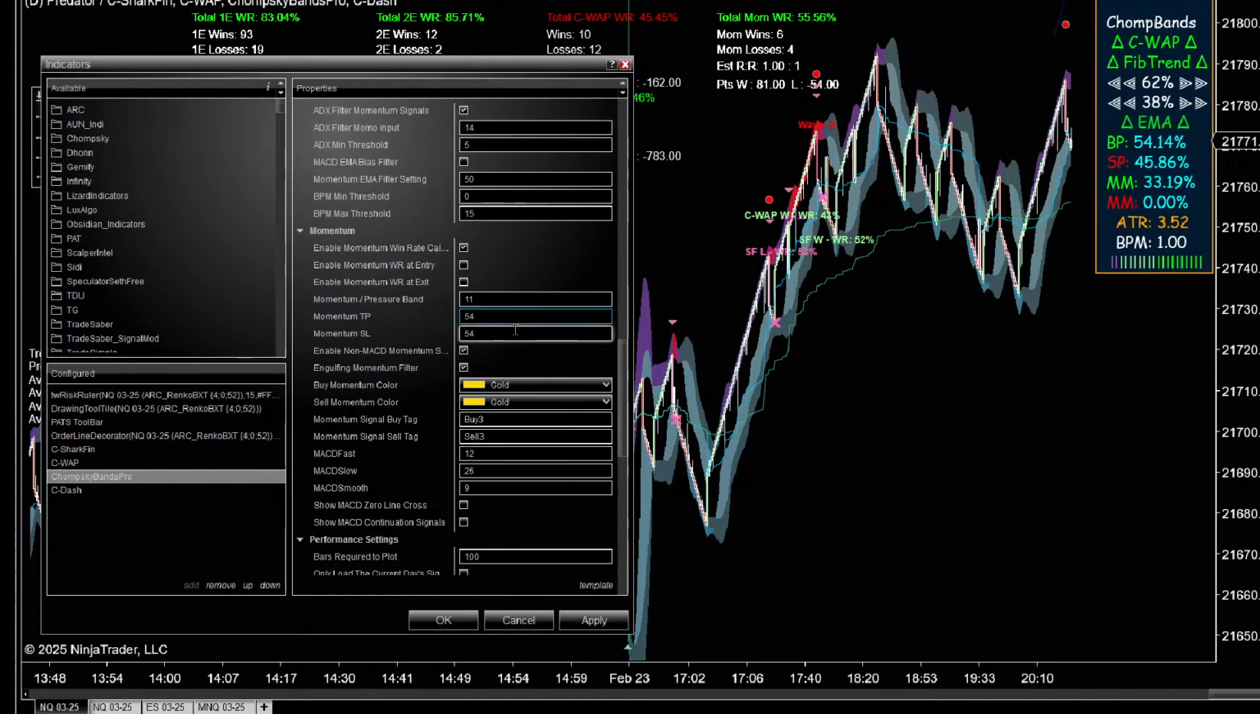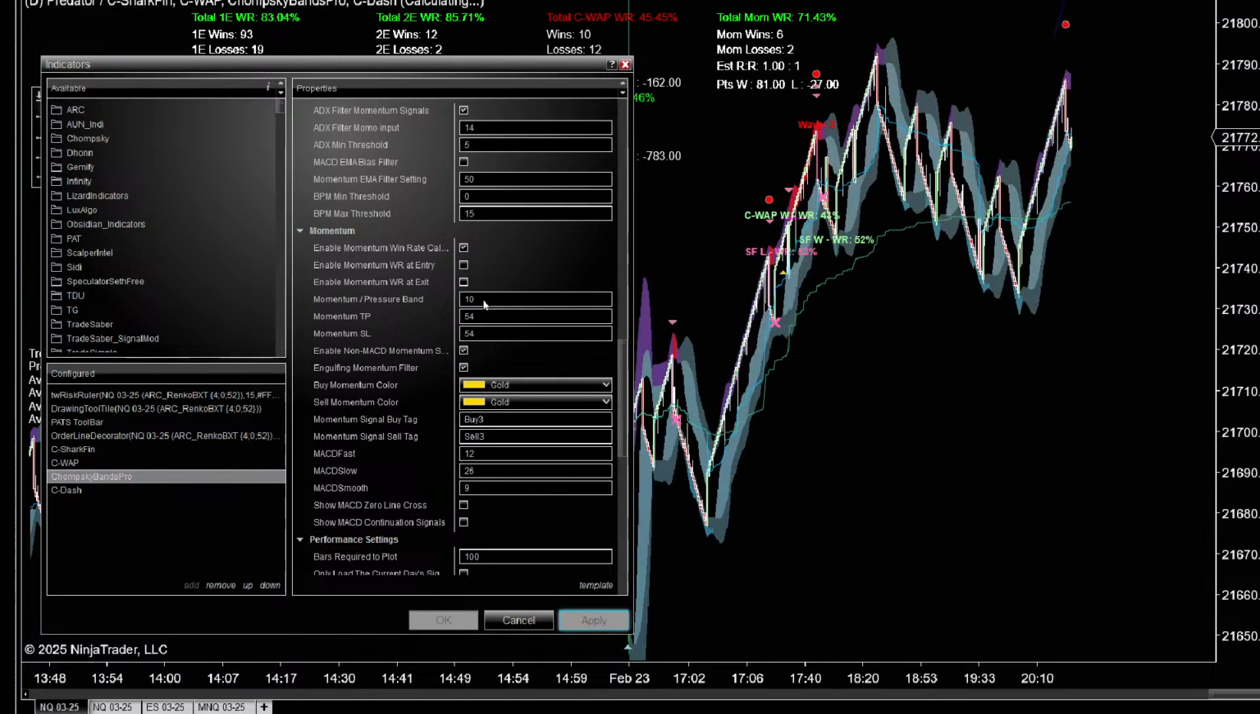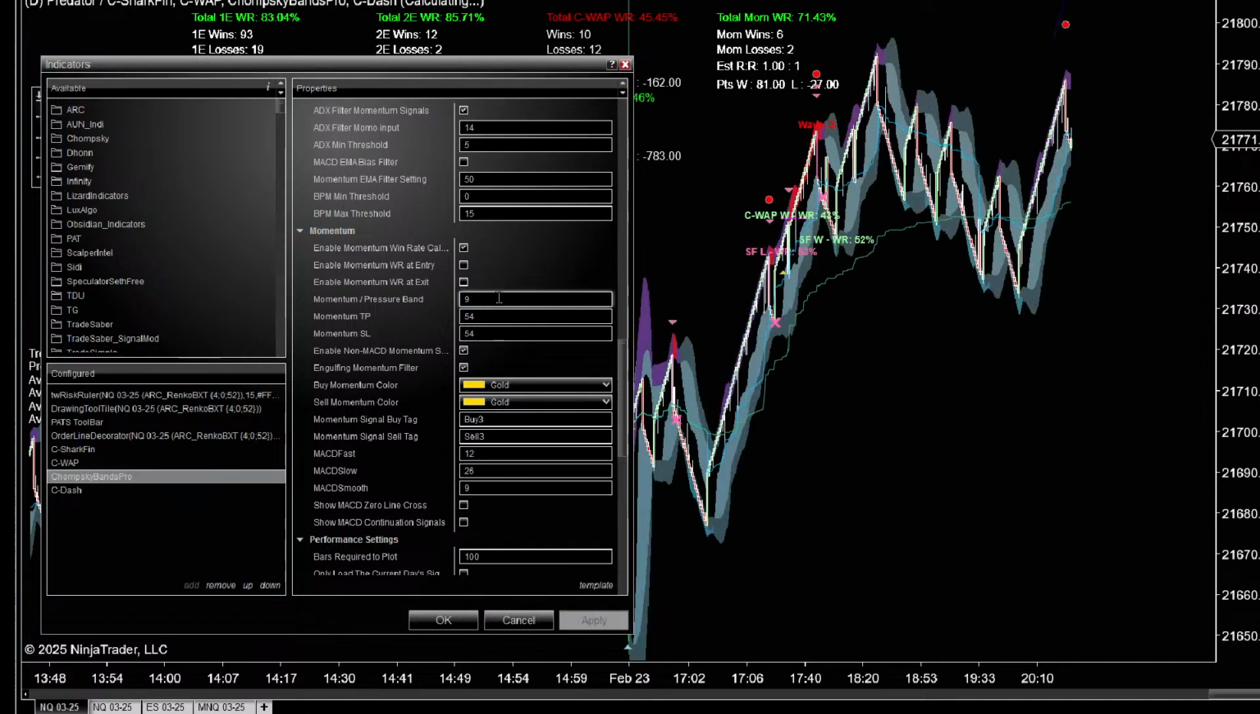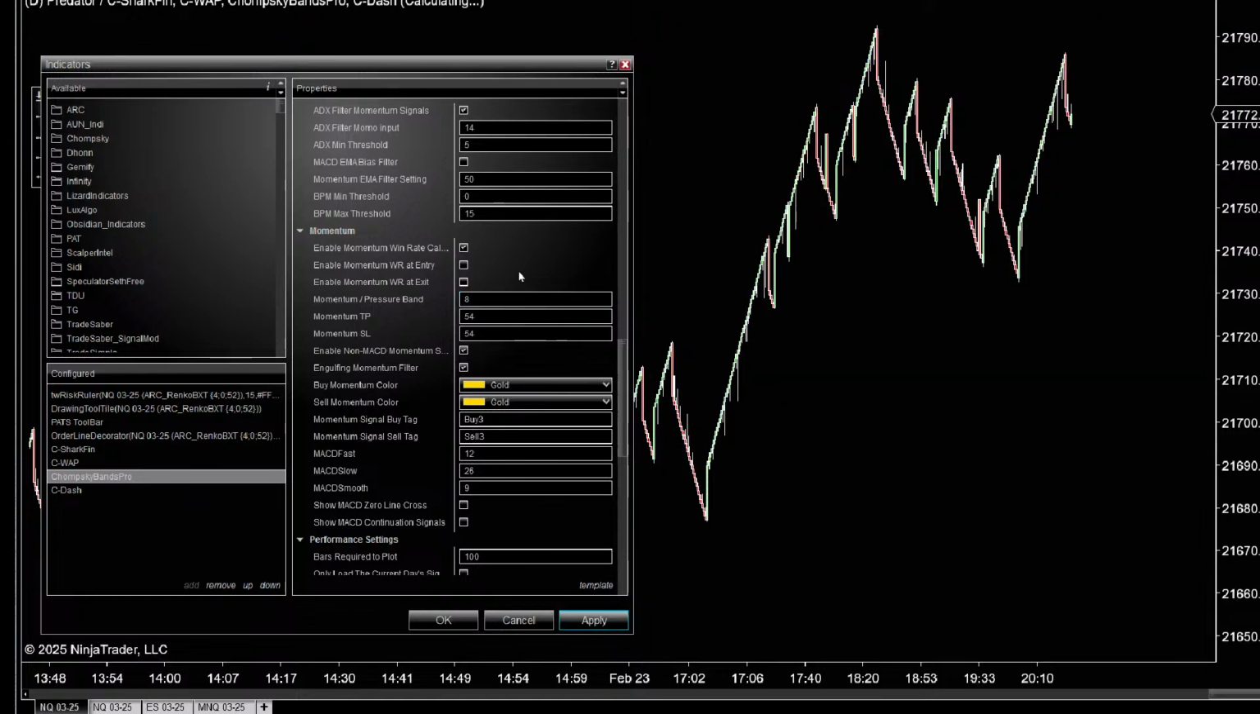We're set to 54 on the take profit, 54 on the stop loss. Band set to, it's set to 11. Okay, so let's try 10. We lost some trades, but I mean, we're at 71% there. That's not bad. I want to have at least one trade per day. I just don't like the trade amount being that low. I feel like it's kind of untrustworthy.